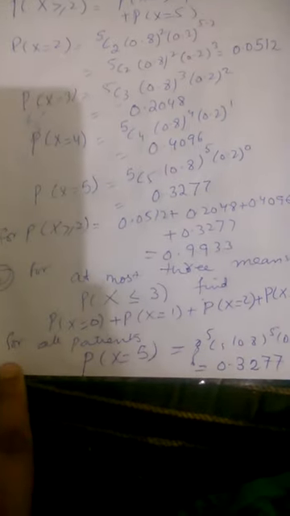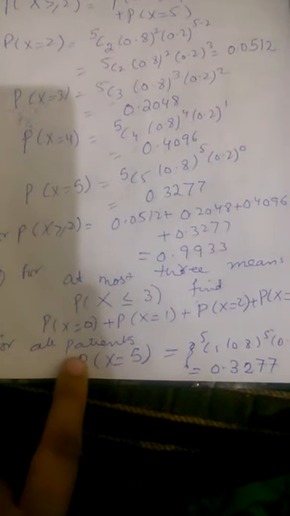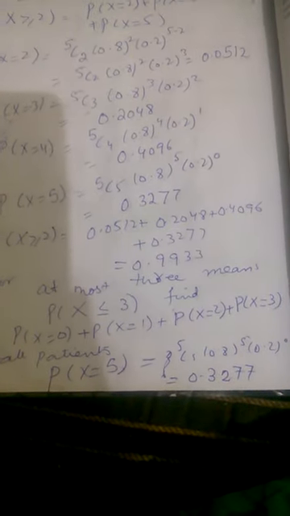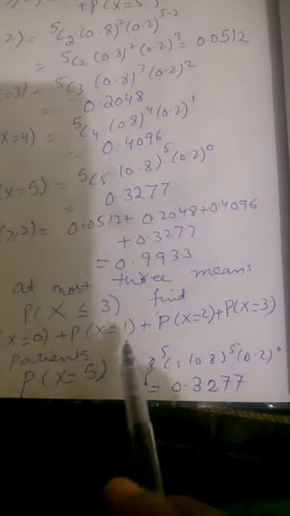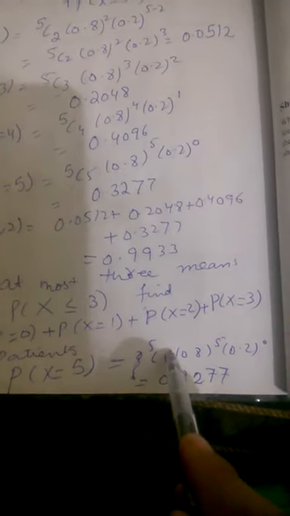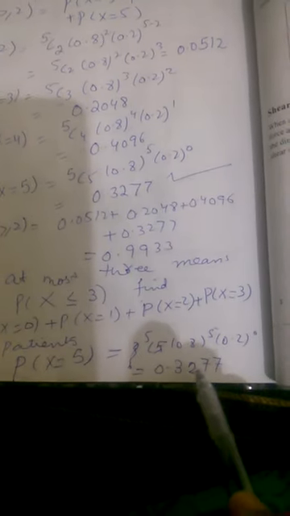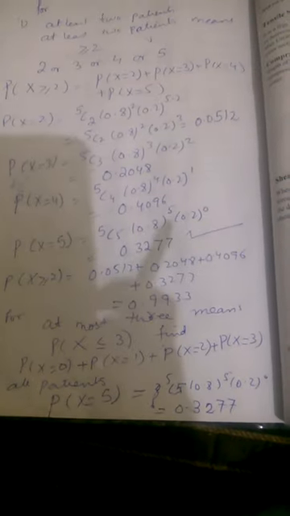In the same way, the third one is for all patients. All patients means that out of 5, all 5 recovered, so x is equal to 5. I had used the formula, and we calculated this earlier as well. I just took the answer from there, this part, and I have substituted it over here. So this is the entire question.